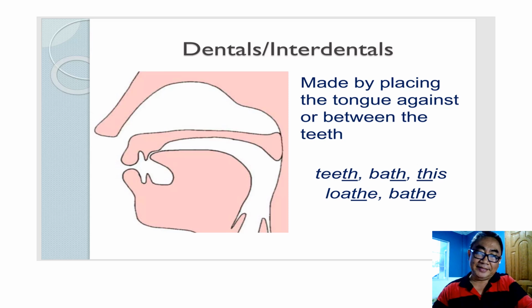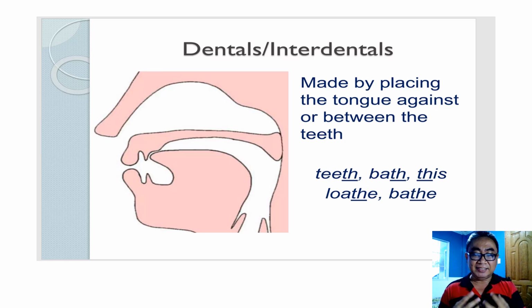So, teeth, bath, this, loath, bath, made by placing the tongue against or between the teeth. Interdental consonants are produced by placing the tip of the tongue between the upper and the lower teeth. That differs from the typical dental consonants, which are articulated with the tongue against the back of the upper incisors. No language is known to contrast interdental and dental consonants, according to research.